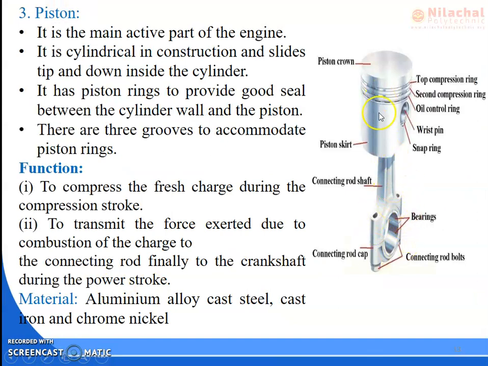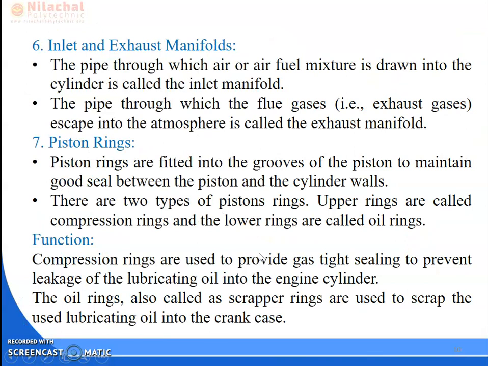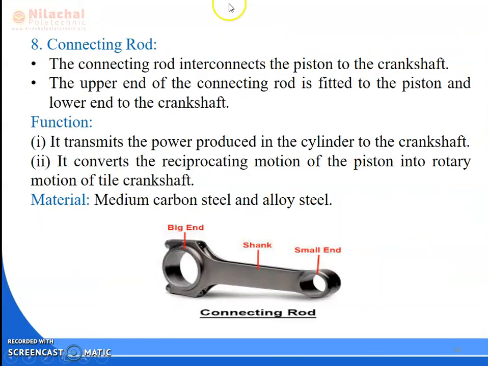This is the connecting rod, this is the piston. The connecting rod small end is connected with the piston, and the big end will be connected to the crankshaft. That is the function of the connecting rod. So what is the function of the connecting rod?